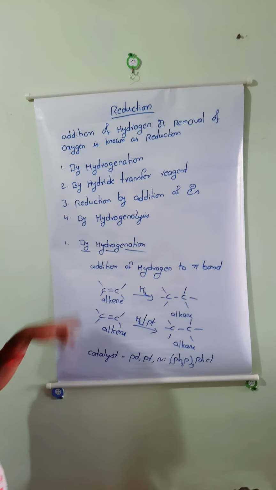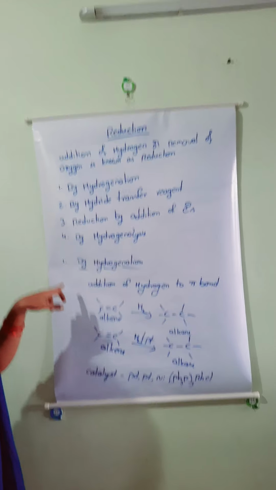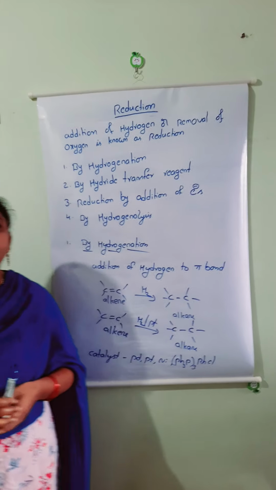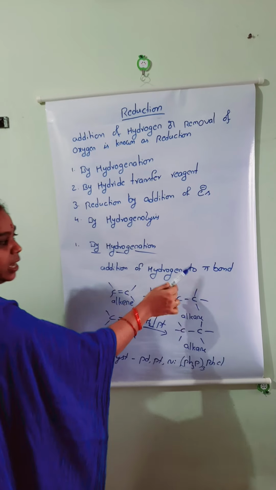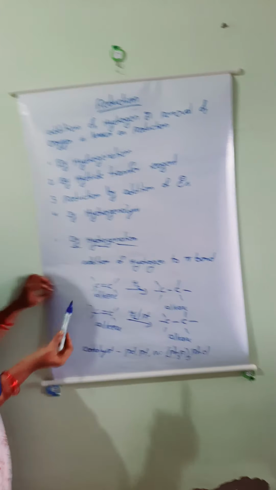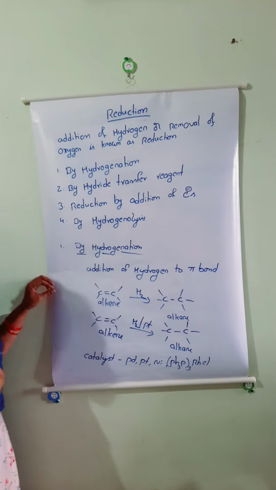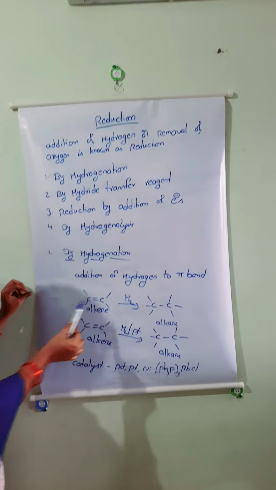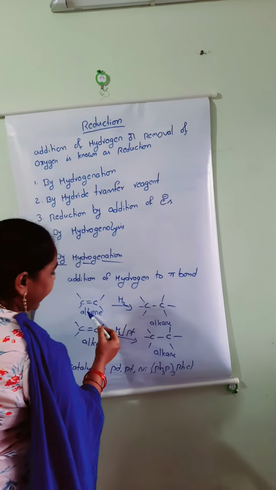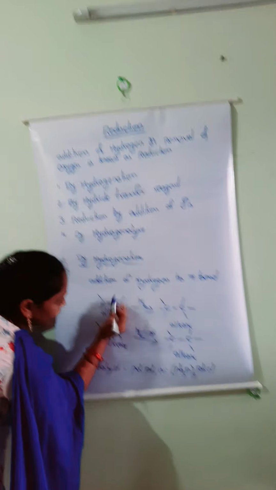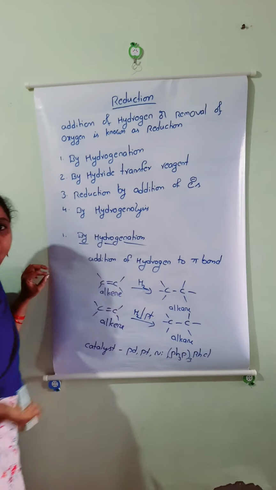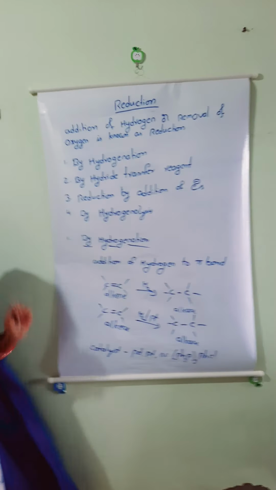What is hydrogenation or reduction? Addition of hydrogen to a pi bond containing compound is known as hydrogenation. Suppose we take a pi bond containing compound, an alkene or alkyne. If we take an alkene, then hydrogen can be added to the pi bond, and we will get the alkane. This is known as hydrogenation.